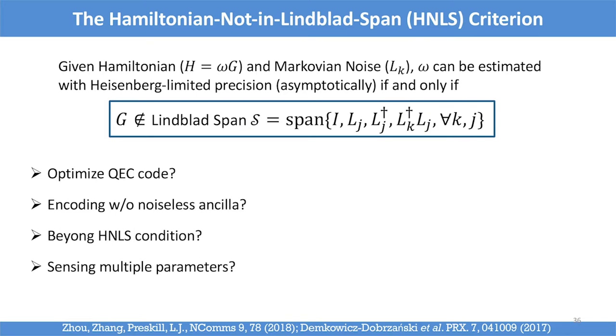There are actually several further questions we can think about, and here I list just a few. First, we talked about the existence of the code and gave an explicit construction. But is that code really optimal in terms of performance? For example, if we have Heisenberg scaling, we care about the coefficient of the Heisenberg scaling and how to maximize that coefficient. That is related to the optimization of the quantum error correcting code.